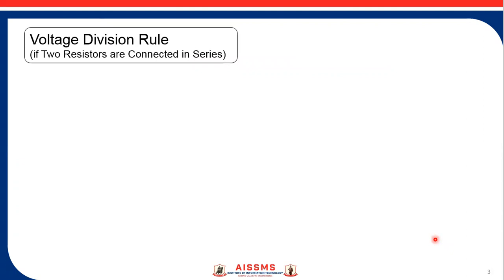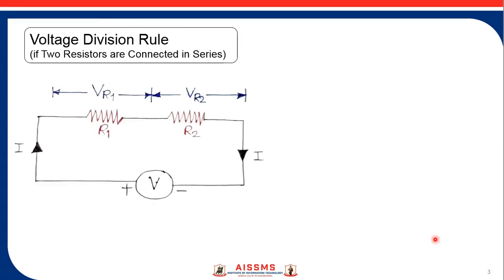Voltage division rule: if two resistors are connected in series, this is a simple circuit. R1 and R2 are connected in series, and across this series combination one voltage source is connected, with current I flowing through the entire circuit. Voltage across R1 is VR1, voltage across R2 is VR2. V equal to VR1 plus VR2.